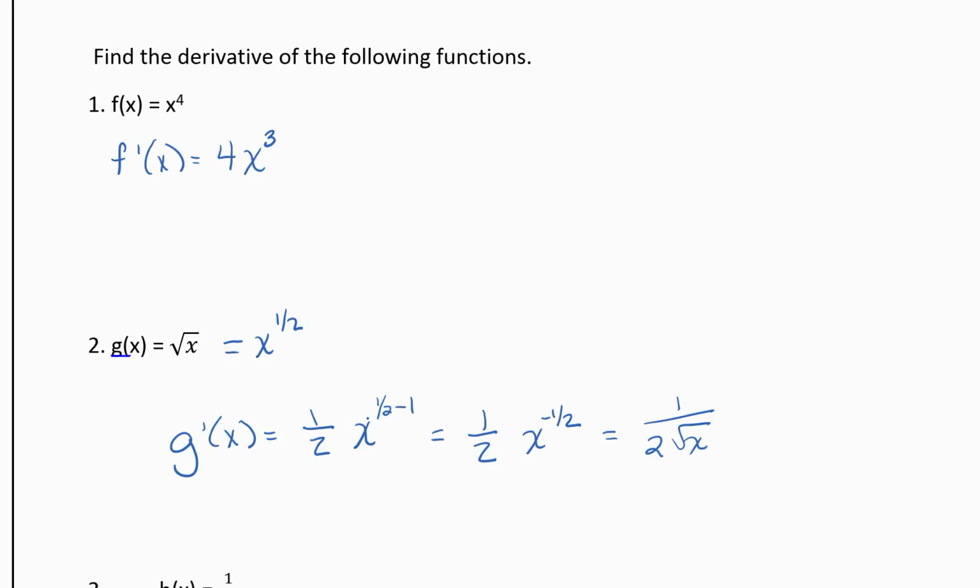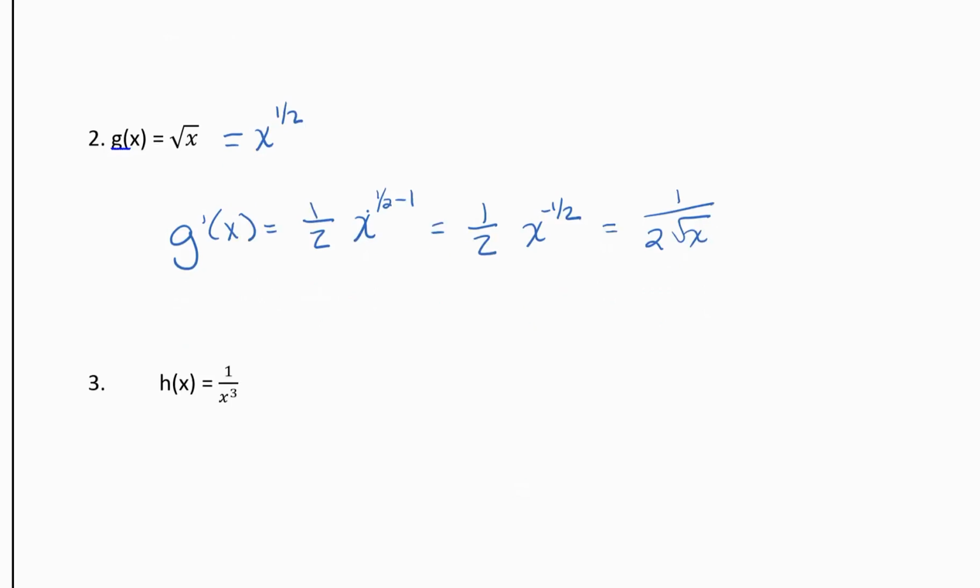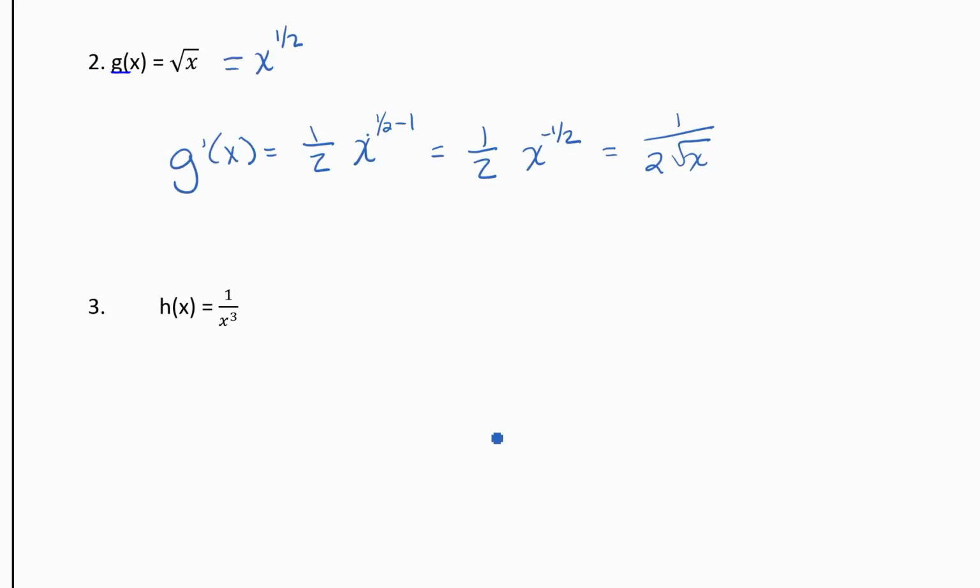Okay, let's look at one more. This next one we have h of x equals 1 over x cubed. Well, that can be written as x to the negative 3, and this rule works for negative powers as well.